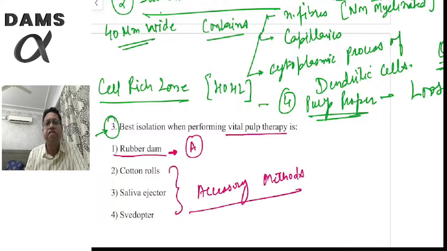They are all accessory methods of isolation. So the best method of isolation, please do not get confused with any of the technical terms like spheadopter, etc. Rubber dam is the first choice answer for almost all clinical situations.